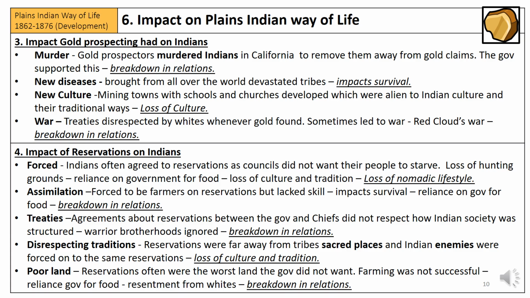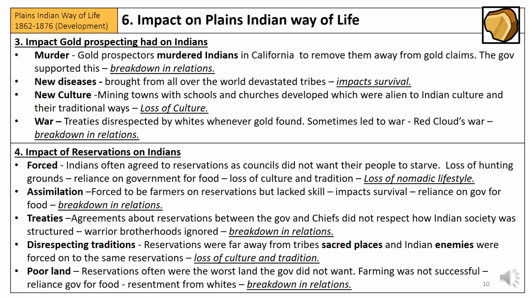Also, we have the issue of assimilation. We know that the government wanted the Indians to simply become farmers. It was going to be a less murderous, a less stressful way for them to become part of the United States. Quite often they are put onto land that is not very good to grow crops. They lack the skill, this impacts their survival, and they have to beg for handouts. This leads to a fracture in relations between the US government and the Indians.